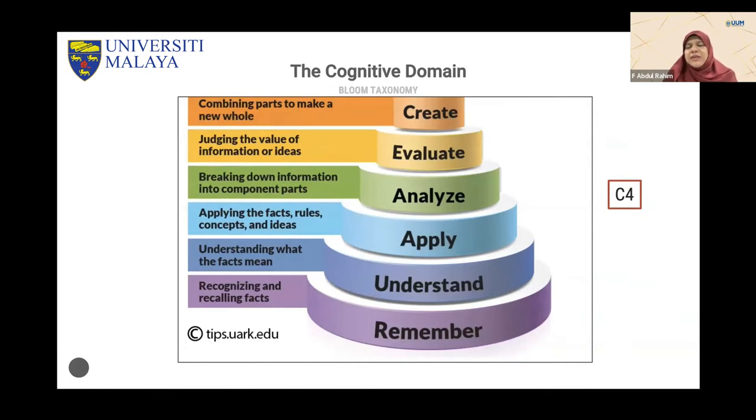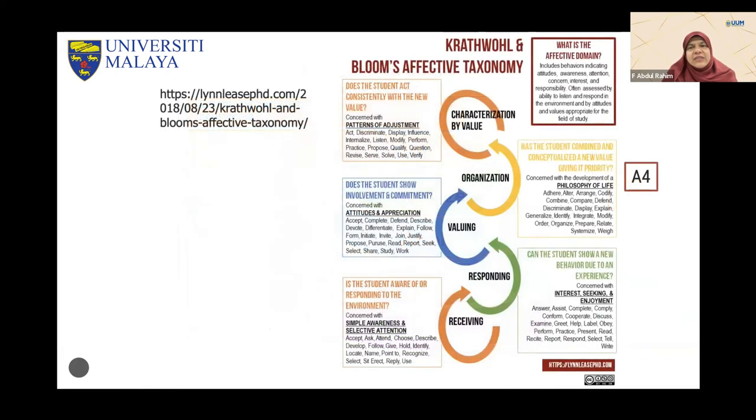But you can look at the taxonomy and they will give you a long explanation about each level. The next is to look at A4. What is A4? Affective domain. There are five altogether, and the fourth is related to organization. It says here, has the student combined and conceptualized a new value, giving it priority, concerned with the development of a philosophy of life? So basically, you are looking for someone who is trying to develop and organize their values, make meaning from the task that you're about to design. They have to compare their own values with the values of others, and learn from it as part of their philosophy of life.